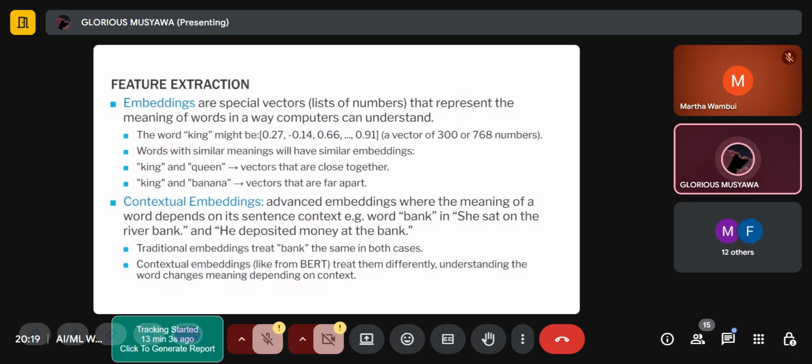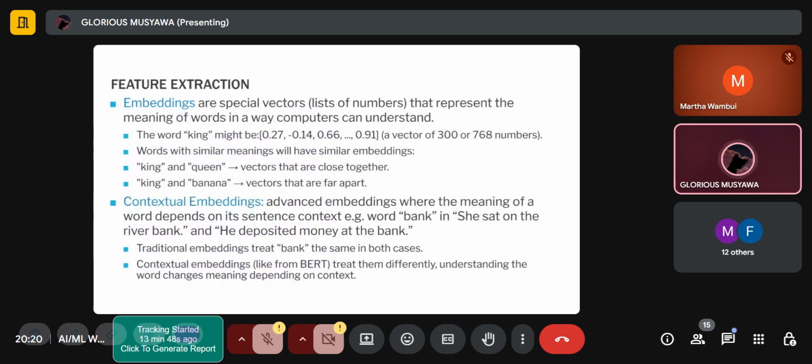We can have one word mean different things. And even sometimes, how a word is spelled or how it's pronounced can make it mean something different, especially in African languages. You've seen that. So it's important to make a machine understand the context. Traditional embeddings treat bank as the same in both cases, but that was before. Now we have new technologies, contextual embeddings, where the machine is understanding the context of the sentence. That's why it's able to understand the sentiment, the mood, the tone, and so on.